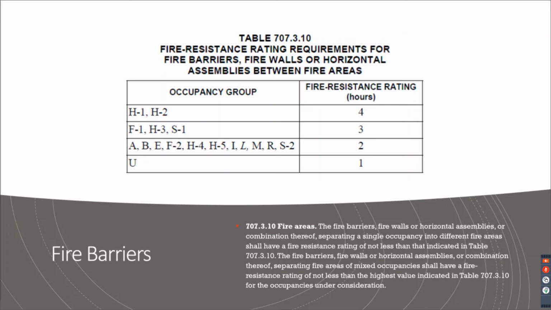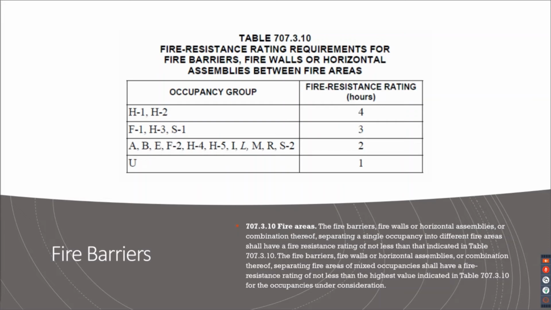707.3.10, the table there. Remember, read the title of it. Some people just see a table and go with it, but remember to look. Are you looking at fire wall or fire barrier? What table are you looking at? Make sure you're looking at the right table. This is the one for fire resistance rating requirements for fire barriers, fire walls, or horizontal assemblies between fire areas.